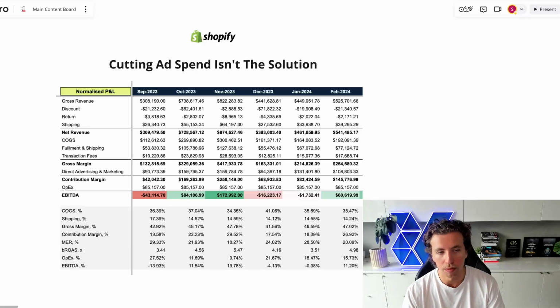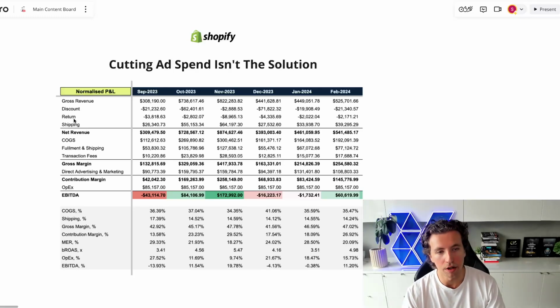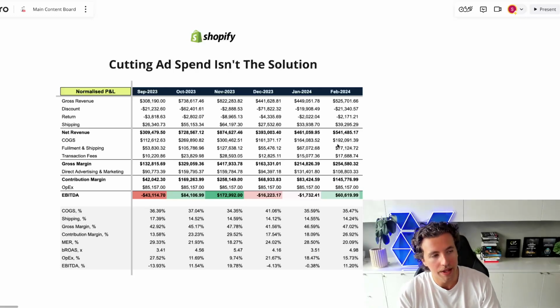This is an actual business, and obviously it isn't a Xero report. It's not all complicated with the way the accounts are structured. Instead, I've simplified it down to just demand at the top, which is gross revenue, discounts, returns, and shipping. This is just available in Shopify, which takes us down to net revenue. I've then imported COGS, directly from Shopify as well. Fulfillment and shipping is an assumption of a dollar value per unit. Transaction fees are also an assumption, 3% plus 30 cents per order. That takes us to gross profit.